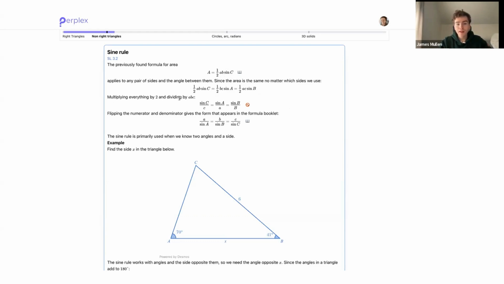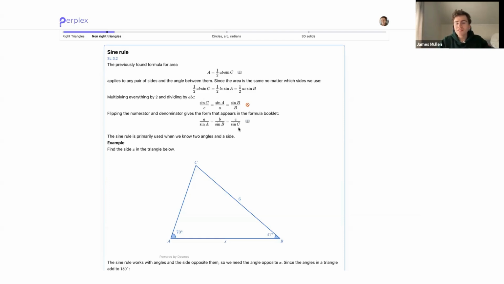All right, and if I multiply everything here by 2, and then I divide by ABC, it's a bit of a weird manipulation. But the point is, if I just do a bit of arithmetic, I end up with this formula. Sine of C over C is equal to sine of A over A is equal to sine of B over B. And that is one formulation of the sine law. The one that appears in your formula booklet is slightly different. They've just flipped the numerator and denominator, but they're actually the same thing.